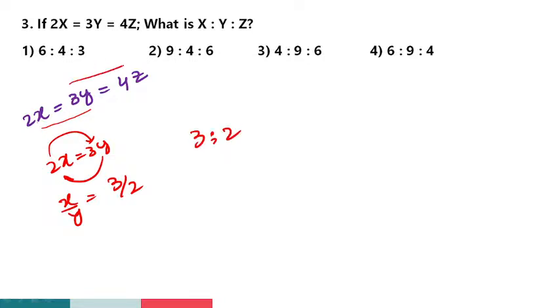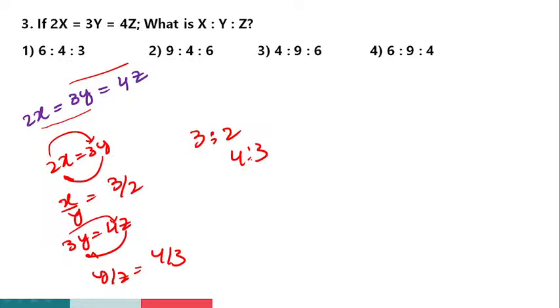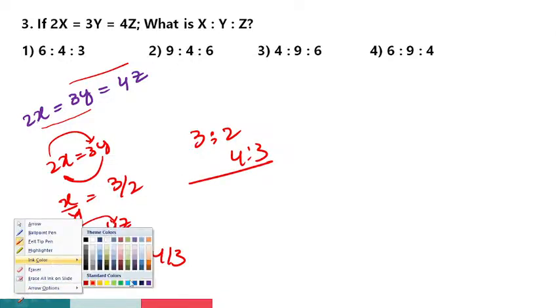Next, take these two values, guys, here again. So 3y is equal to 4z. Bring the z value to one side and take the 3 to the other side. y by z is equal to 4 by 3. 4 by 3 means 4 is to 3. Already you know the technique, guys. Okay, so make it like a chain.